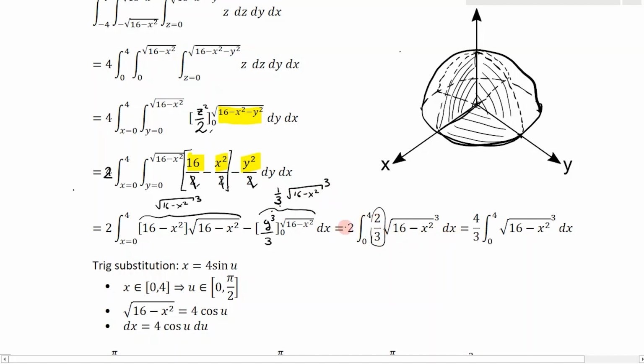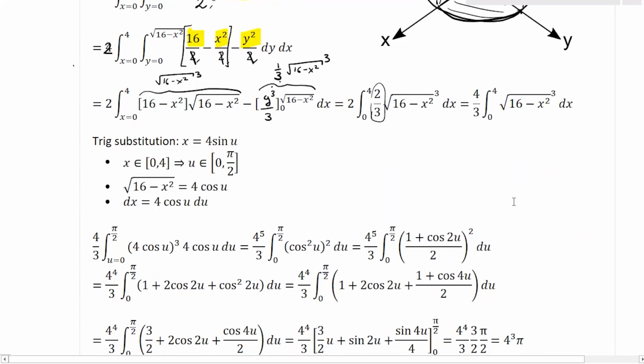Next, I simplified this a bit, so I combined this 2 and this 2. I got 4/3, this integral. Next, I need to integrate this. Whenever you see square roots like this one, what you can do is to use trigonometric substitution. I like to think about trigonometric substitution geometrically. If you don't like this method, that's okay. You can use trig substitution whatever way you like.